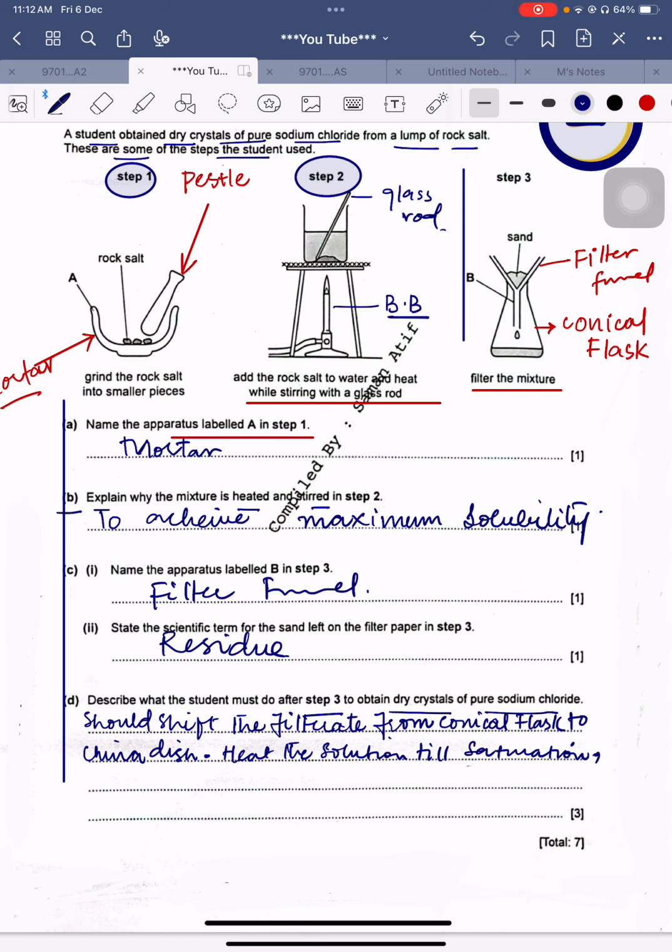Filter the crystals, wash with alcohol, dry in the layers of filter paper.